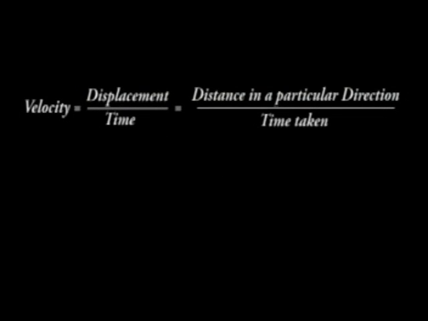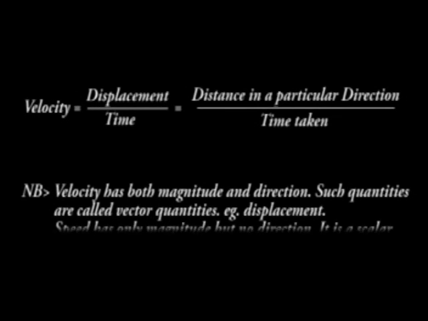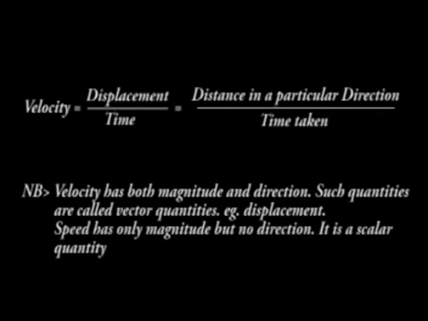Velocity. When the distance moved by an object is in a specified direction, the speed is called velocity. Velocity is displacement over time, that is, distance in a particular direction over time taken. Note that velocity has both magnitude and direction. Such quantities are called vector quantities.